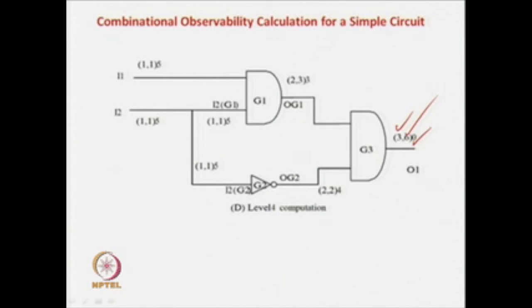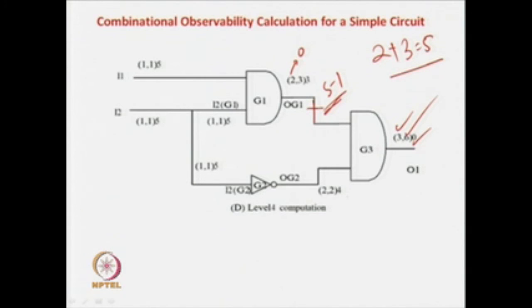Now, you can easily find out which is the easier fault to test and which is the difficult fault to test. So, let us say that we test for a stuck at 1 fault here. To apply a stuck at 1 fault here, you have to apply a 0 over here. So, difficulty level is 2. And also you have to observe this at the output. How difficult it is to observe this net at the output is 3. So, 2 plus 3 is 5. So, difficulty for testing a stuck at 1 fault here is 5.